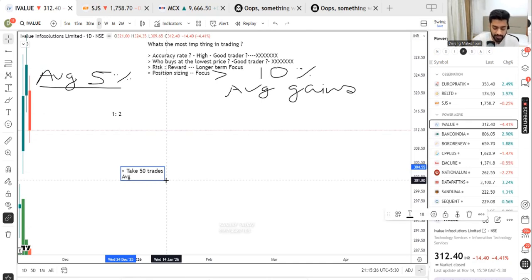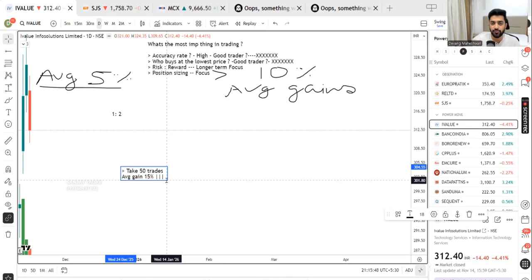Let's say your average is coming at 15%. Among the 50 trades, this is only for the positive ones. Negative ones are calculated separately. So average gain, let's say 15%.